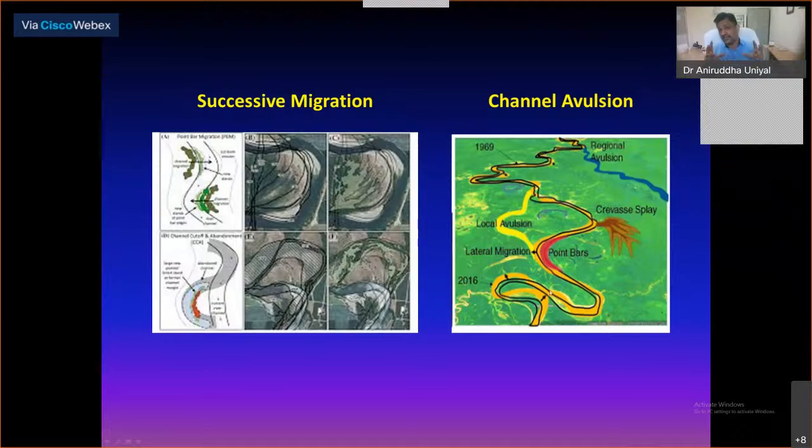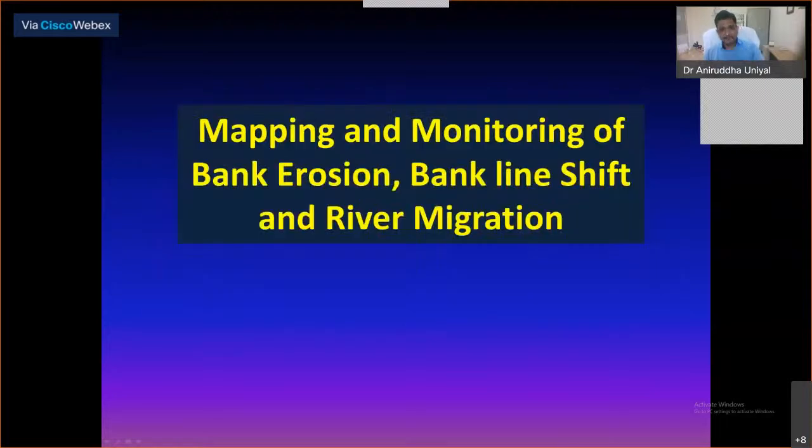Here, remote sensing and GIS technologies proved to be excellent tools for monitoring it on a decadal scale. Where was the river flowing some 10 years back, or 20 years back, or 30 years back, and where is it flowing today? And if there are floods, maybe last year or the year before, we can monitor them on a decadal scale, or even on a scale of 2, 3, or 4 years. We can monitor this channel avulsion as well as successive migration.